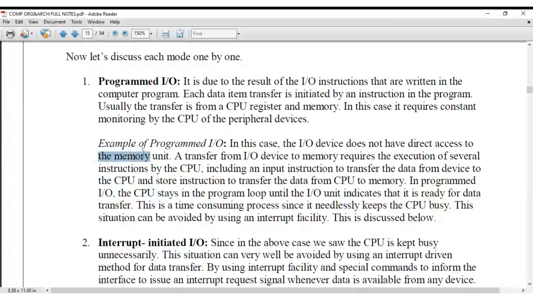to the memory unit. A transfer from the I/O device to memory requires the execution of several instructions by the CPU, including an input instruction to transfer the data from the device to the CPU, and a store instruction to transfer the data from the CPU to memory. In programmed I/O, the CPU stays in the program loop until the I/O unit indicates that it is ready for data transfer. This is a time-consuming process since it needlessly keeps the CPU busy.